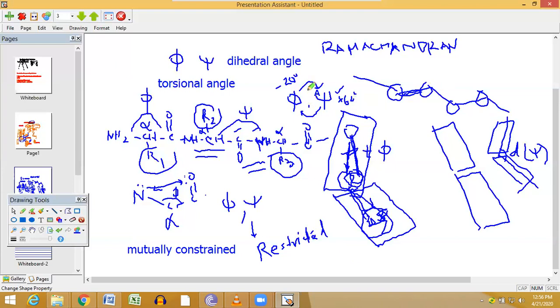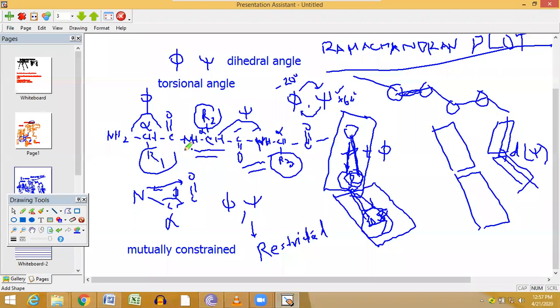Scientist Ramachandran has correlated this with a plot called the Ramachandran plot. We will come to this later, this Ramachandran plot. But this is the concept and the basics of the Ramachandran plot. This is a very, very, very important aspect of phi and psi.